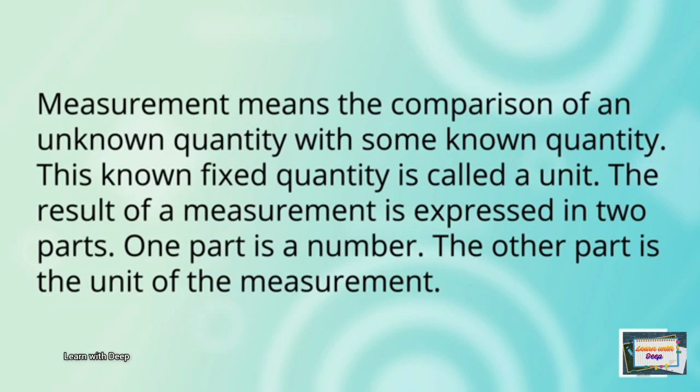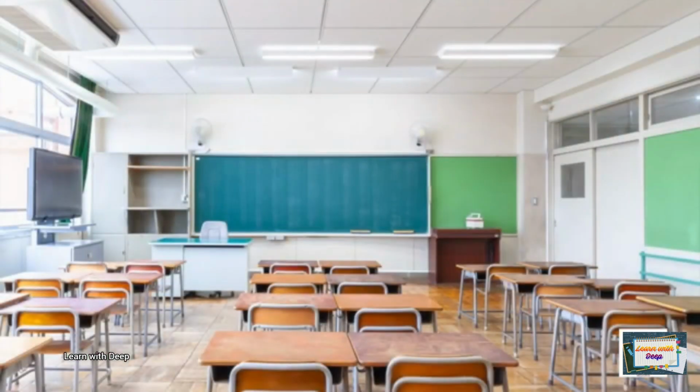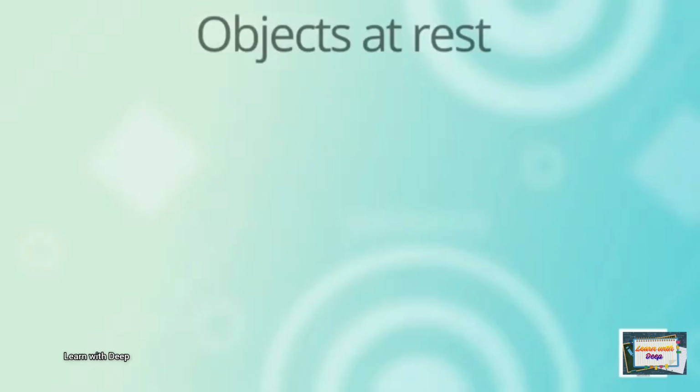The result of a measurement is expressed in two parts. One part is a number, the other part is the unit of the measurement. For example, if the length of this room is found to be 4 meter, then 4 is the number and meter is the unit selected for the measurement.